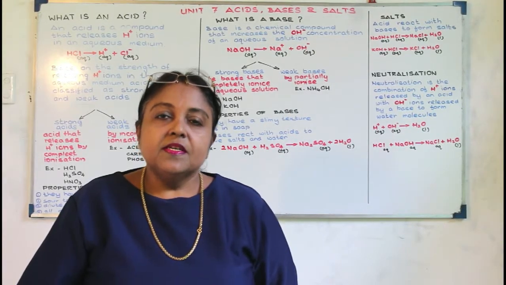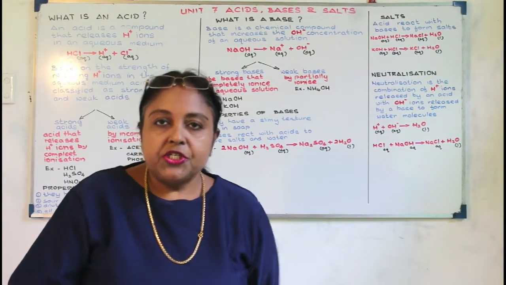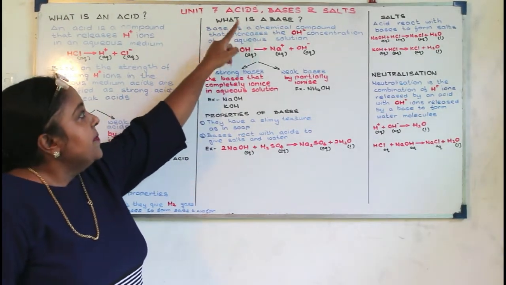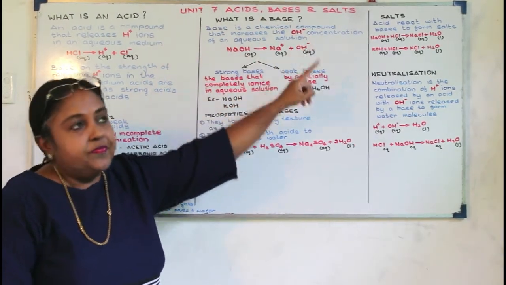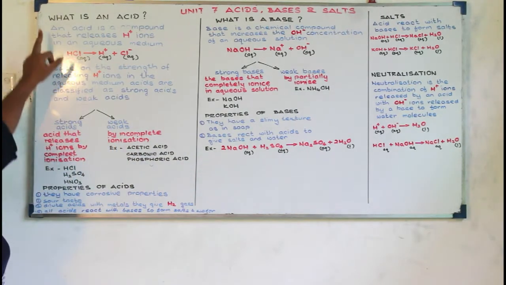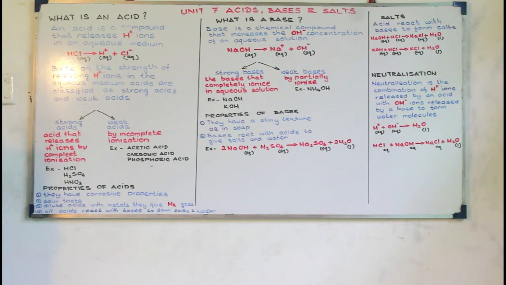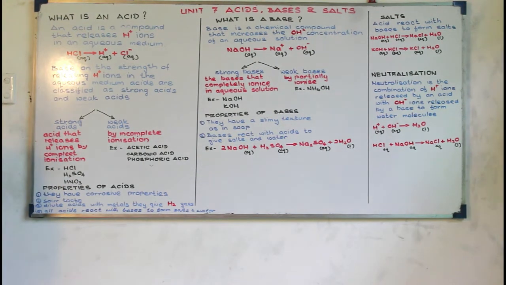Hello students, today I am going to teach you grade 11 unit 7: acids, bases and salts. First I am going to explain what an acid is. An acid is a compound that releases H+ ions in an aqueous medium.